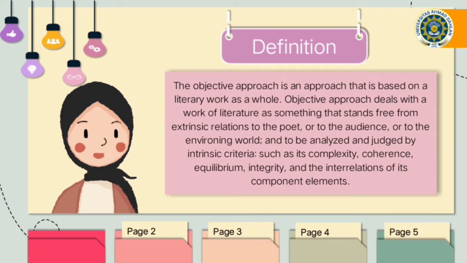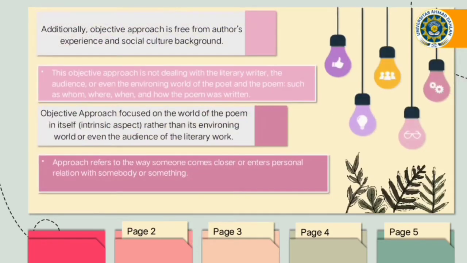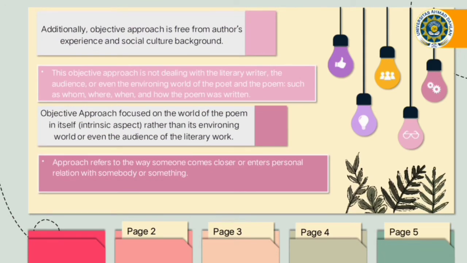The objective approach is an approach that is based on a literary work as a whole. Objective approach deals with the work of literature as something that stands free from extrinsic relations to the poet, or to the audience, or to the environing world, and to be analyzed and judged by intrinsic criteria such as its complexity, coherence, equilibrium, integrity, and the interrelations of its component elements. Additionally, objective approach is free from author's experience and social background.